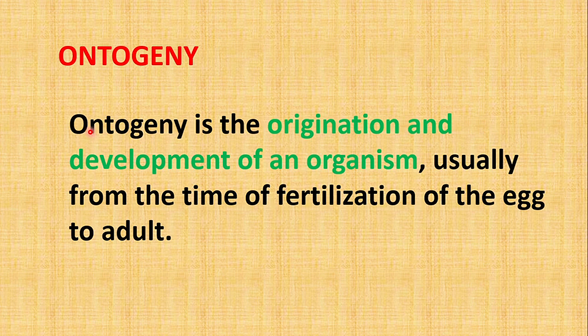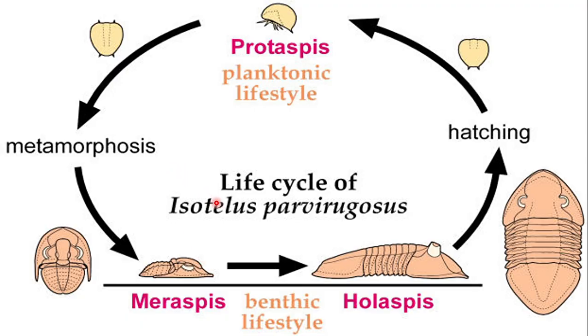Let's discuss through the image. First we discuss the ontogeny. What is ontogeny? Ontogeny is the origination and development of the organism, usually from the time of fertilization of the egg to adult. Remember the definition of ontogeny first. So see this one, this is the developmental stage of the trilobite. We are going to focus only on the protaspis as well as the meraspis or holaspis.